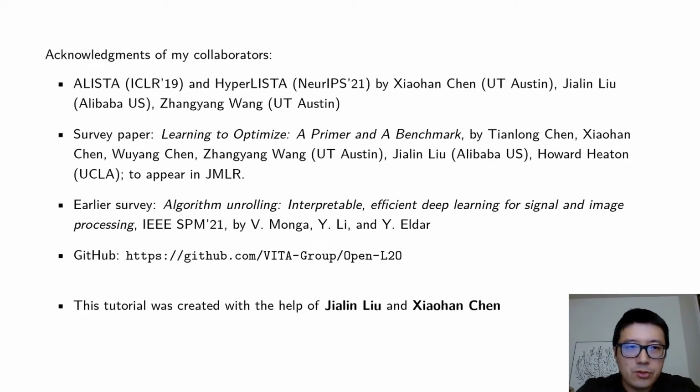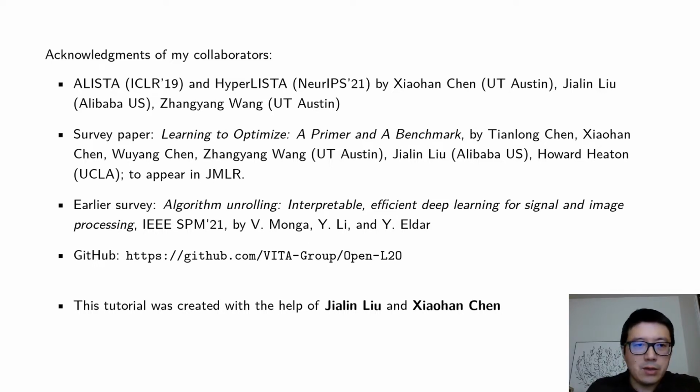Before I start, I want to say that lots of the materials of this tutorial are taken from these two papers, the ALISTA paper published in ICLR 19 and HyperLISTA published in last year's NeurIPS. And these are my co-authors from UT Austin and from Alibaba US. There are also materials taken from these two survey papers. One of our survey papers, Learning to Optimize: A Primer and a Benchmark, has been accepted to appear in the Journal of Machine Learning Research.